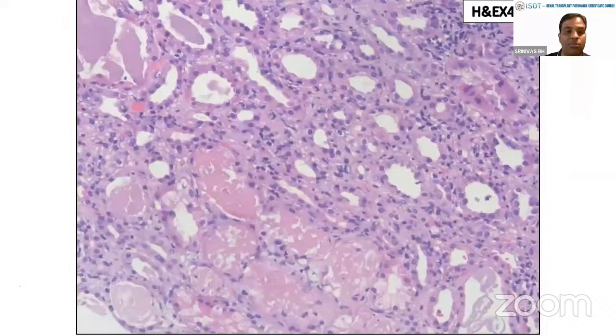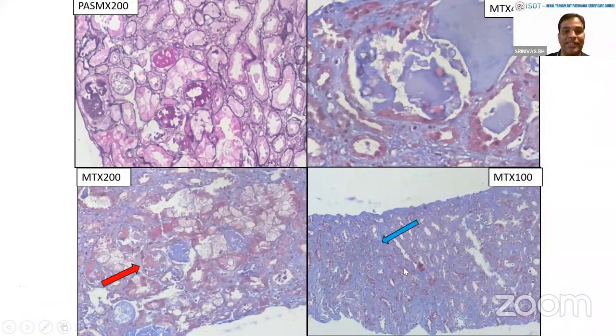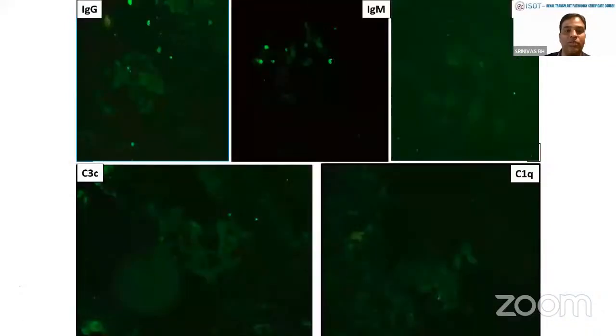Once we looked into the biopsy, in many tubules we see fractured casts along with significant associated ATN changes. These are the fractured casts, and even the silver as well as the Masson trichrome stains show the fractured casts. Focal areas also show fibrosis, around 20%.